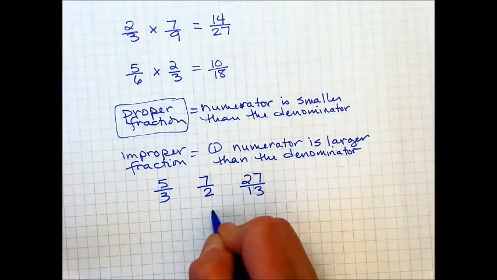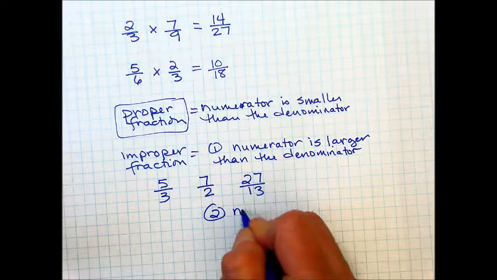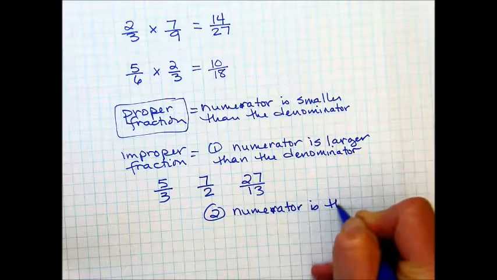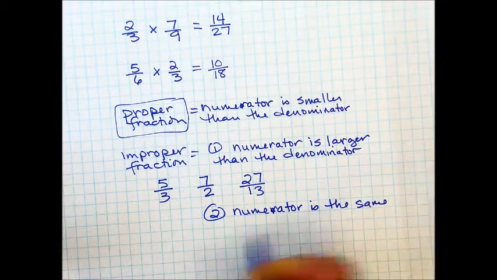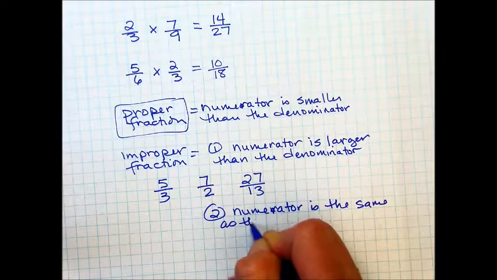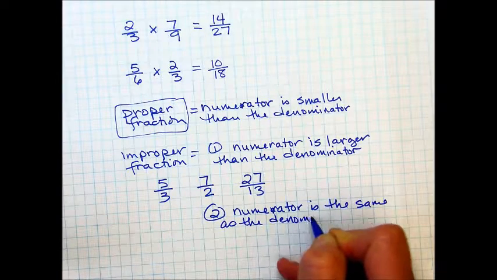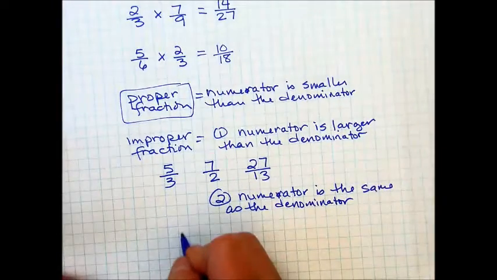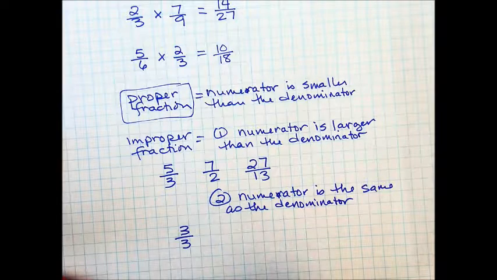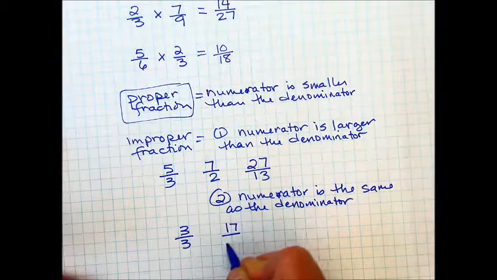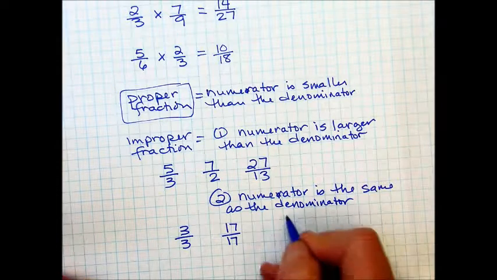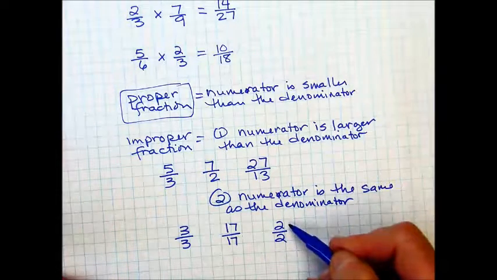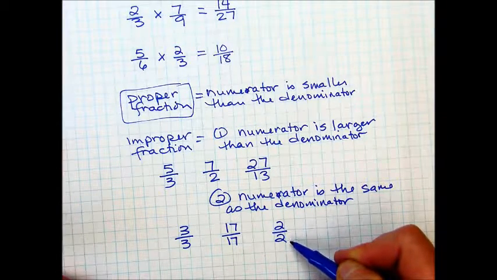Another condition is when the numerator is the same size or is the same as the denominator. An example would be 3/3 or 17/17 or 2/2. The numerator and the denominator are the same numbers.